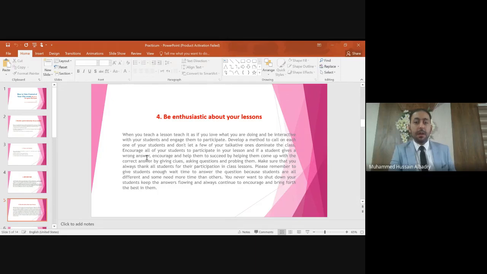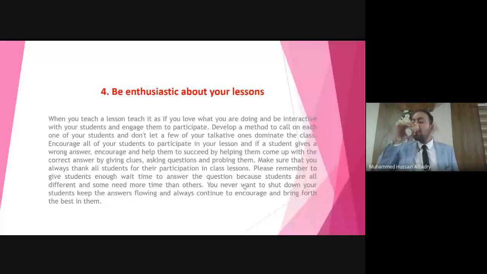And you have to give them time. You have to read them. You have to give them time to answer the question. 5 seconds, 4 seconds. Okay, it's very important to give them time. You should give your students time to answer the question, not 1 second. Okay, but for example, 5, 6 seconds. It's very important.